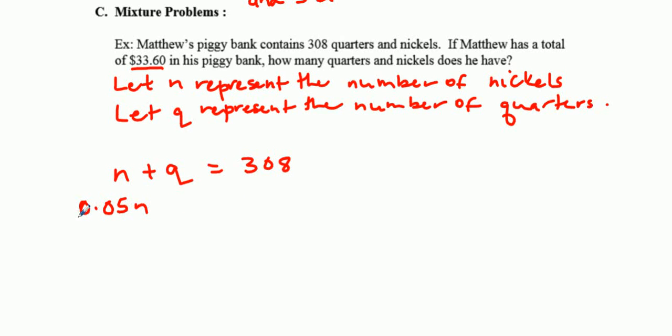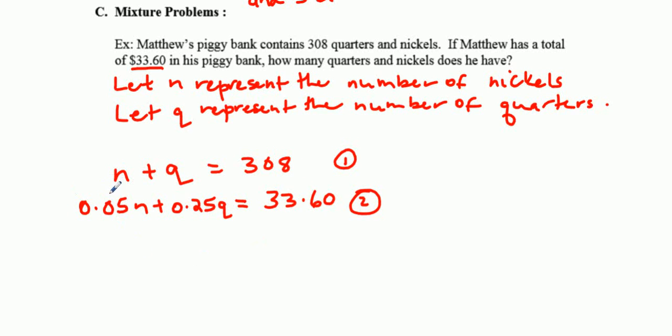That's how much money he has in nickels. And he has 0.25 Q. That's the amount of money he has in quarters. And the total amount of money is $33.60. Okay, so the value of the money here is what goes in front of the N and the Q. All right. Doesn't say which method to use, but this is lining up nicely for elimination. So let's just go ahead and do that.